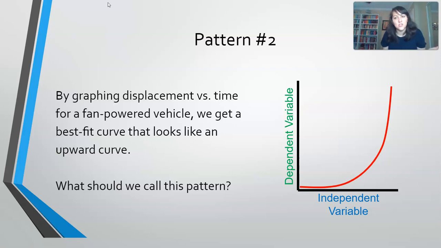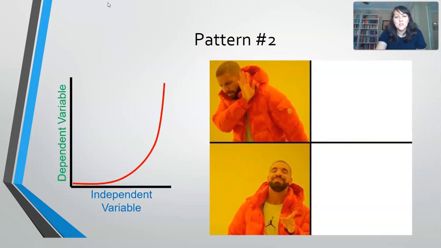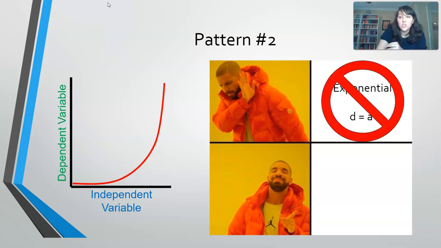Whenever I ask this question, I always get some people who are very excited to tell me that this is an exponential pattern, that we're seeing exponential growth here. But here's the thing. For it to be exponential, our equation of best fit would have to take the form of displacement equals something raised to the power of time, all right? Our x variable would have to be in the exponent. And that's not what your equation of best fit looks like, all right? So exponential is not it.